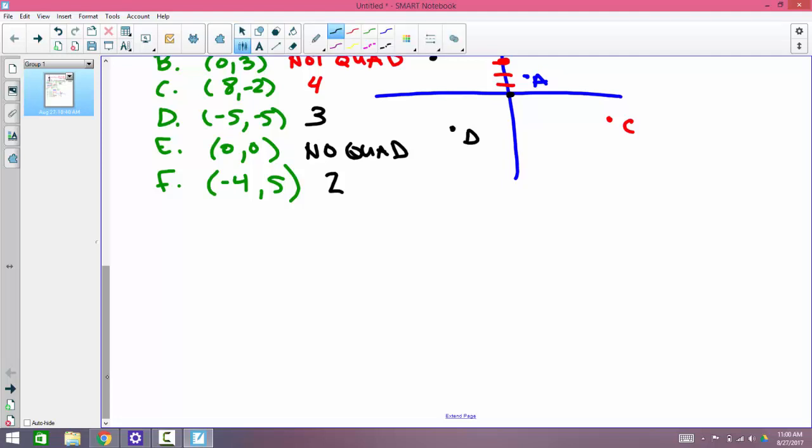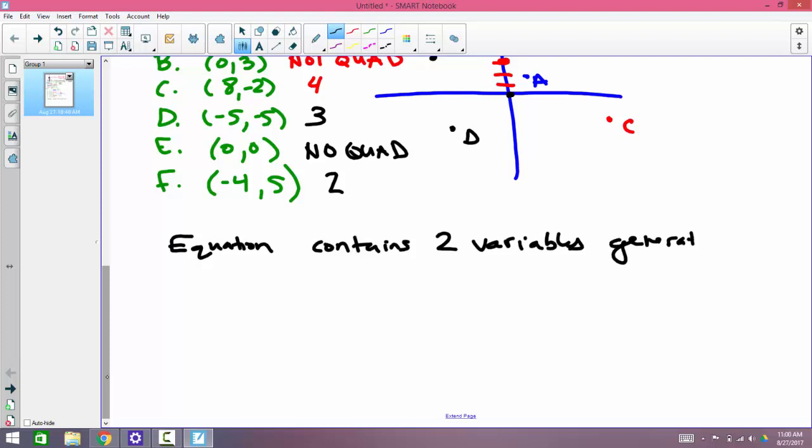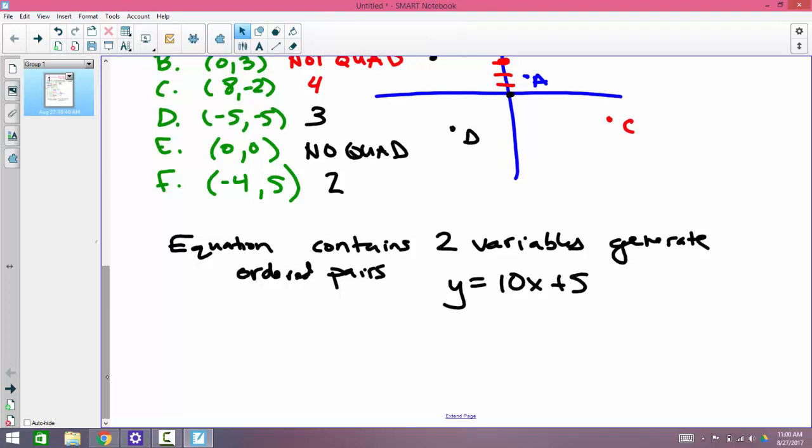All right. If you have an equation, an equation contains two variables, so two letters, and you can generate ordered pairs from them, like in a table. So if you had the equation y = 10x + 5, the x is your input.